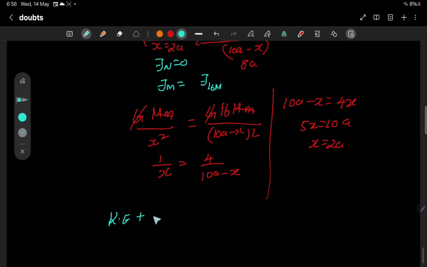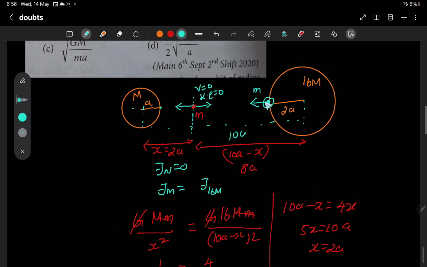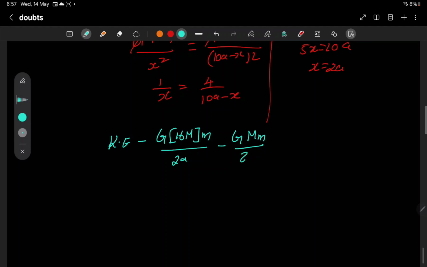So for the greater mass, if I write it, what I'll get? Minus of your G, greater mass is 16m, smaller mass is m, divided by distance. Distance is 2a. So minus G, your smaller mass is m, the object's mass m, divided by this distance. From here to this center, the total distance is 10a. So if you subtract 2a, it is 8a. This should be equal to what? Potential energy only, because kinetic energy at that place is 0.